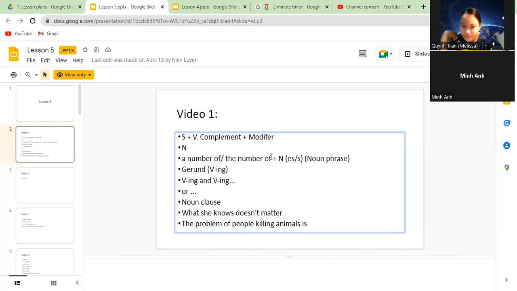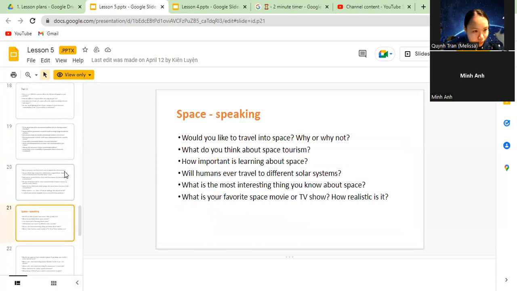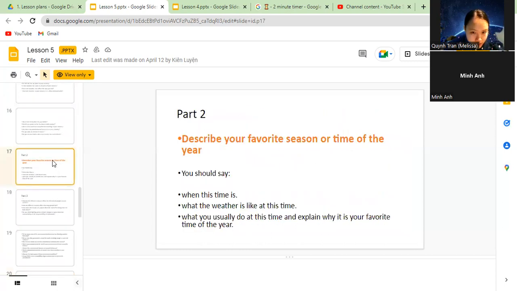Okay. Yeah. And they have the same meaning, but "a number of" and "the number of" have different meanings. Okay, so that's the warm-up question. Maybe we'll leave it there and move to the part 2 question.